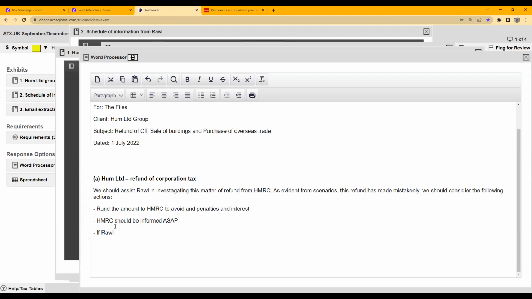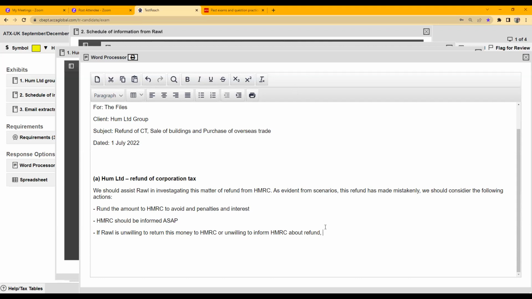If the finance director is unwilling to return this money to HMRC or unwilling to inform HMRC about the refund, then should we go and tell HMRC that the finance director is not doing so, that the firm is involved in something fishy? Are we required to do this? Yes or no? Just answer yes or no. Perfectly answered, no, we should not do this.